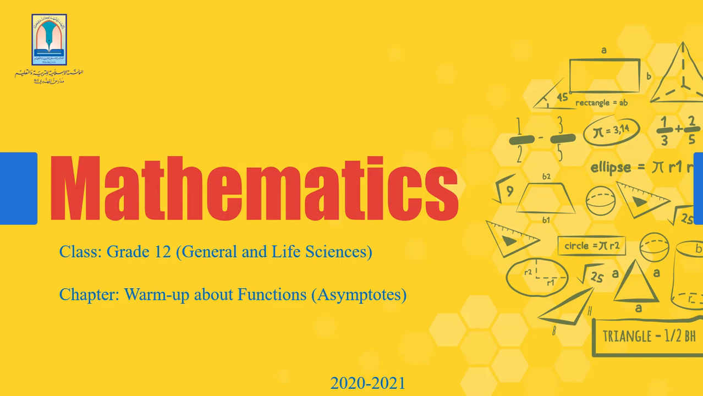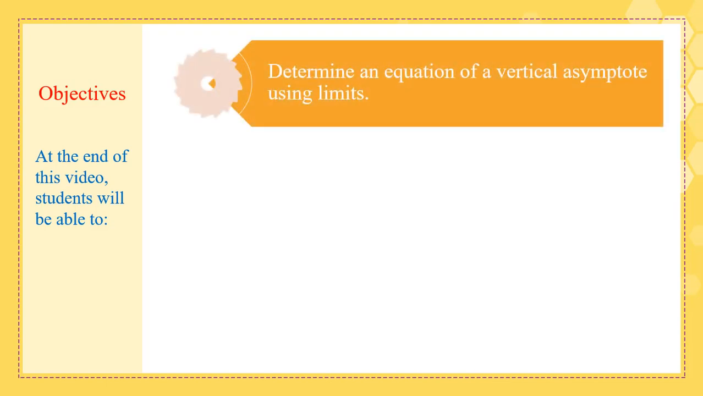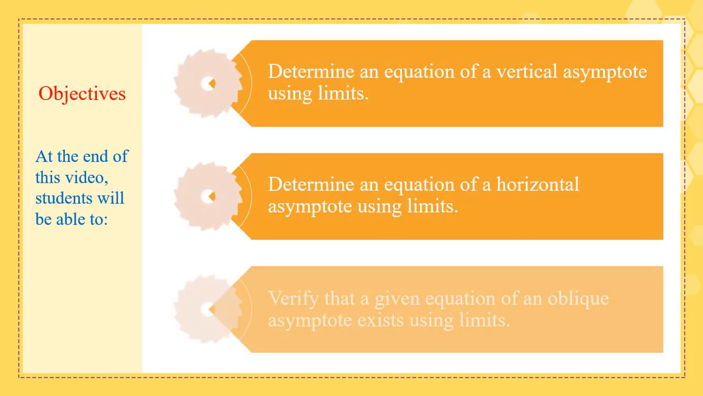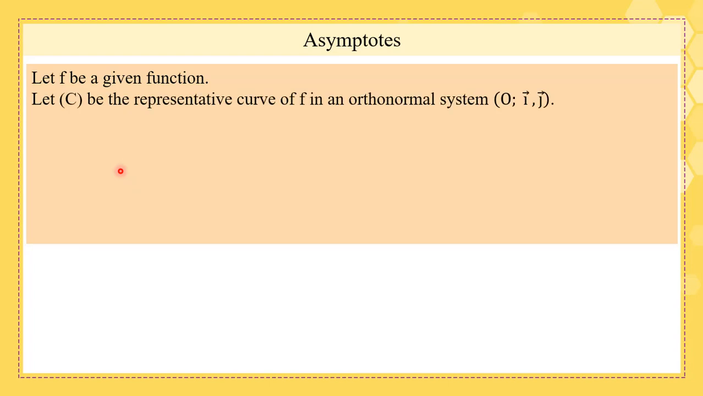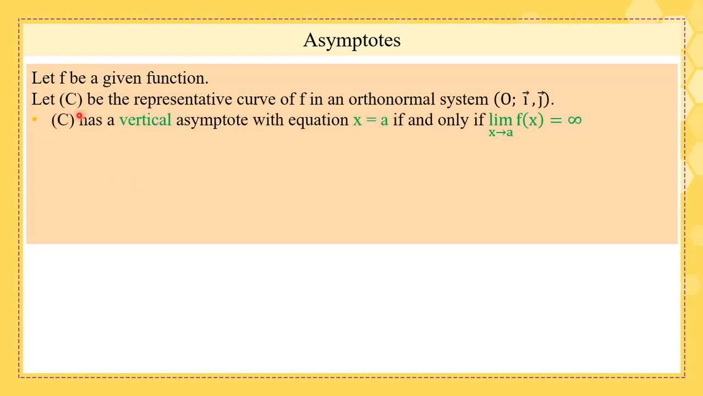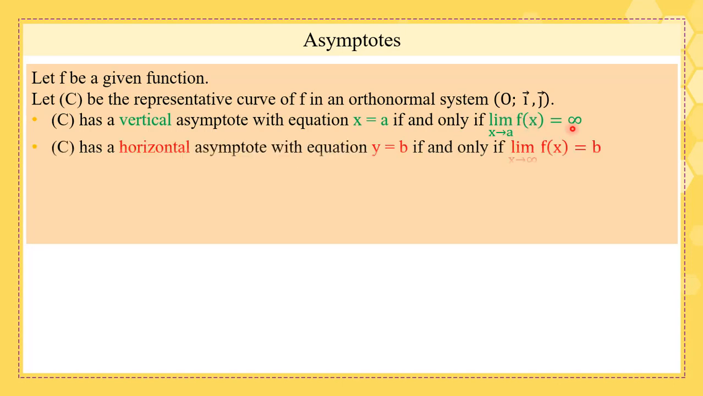Today we're going to talk about asymptotes. F is a given function and C is the representative curve of F in an orthonormal system. Now C is going to have a vertical asymptote if and only if the limit of f of x as x tends to a is infinity.